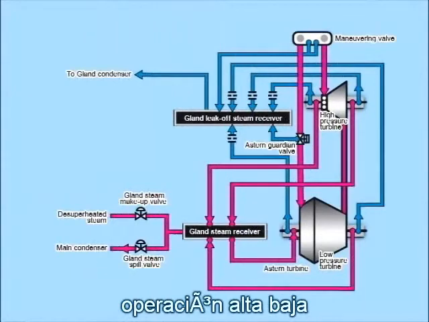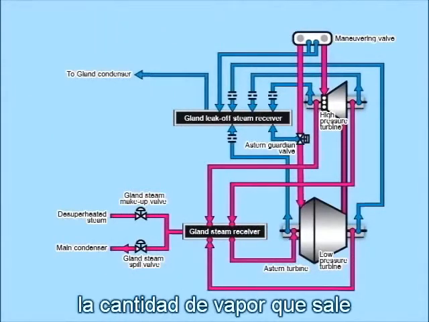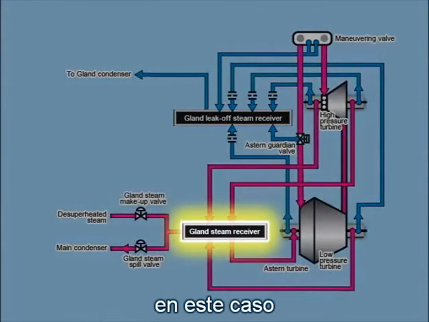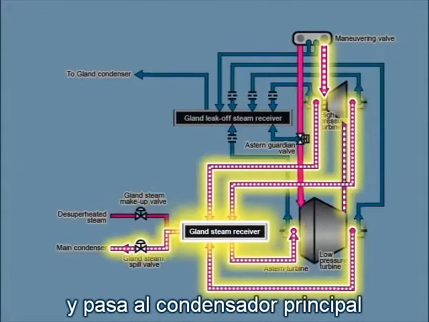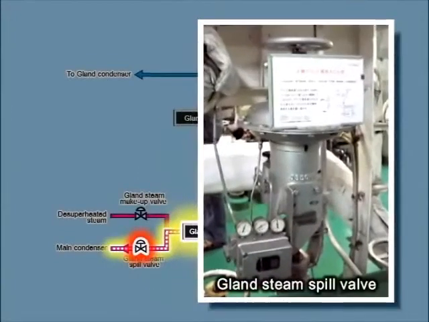When the turbine is in high-load operation, since the turbine's internal pressure is high, the amount of leak-off steam from the interior of the gland section increases. In this case, excess steam flows backward to the gland steam receiver and passes into the main condenser via the gland steam spill valve.